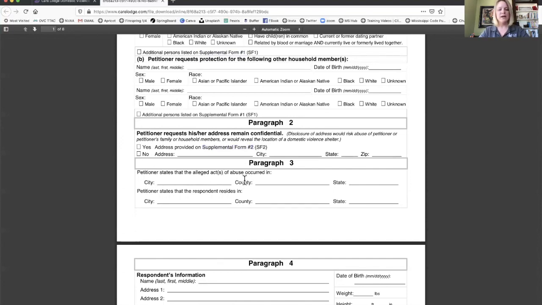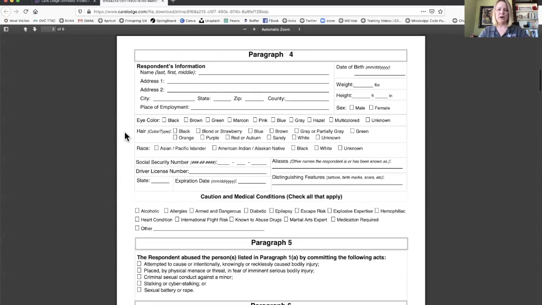Paragraph 3 is important because you have to distinguish where the abuse is taking place versus where the abuser or respondent is living. So for our purposes, we're going to say that the abuse is taking place in Meridian, Lauderdale, Mississippi. However, the abuser may live in Quitman, Clark County, Mississippi. On the next page, you'll see paragraph 4.